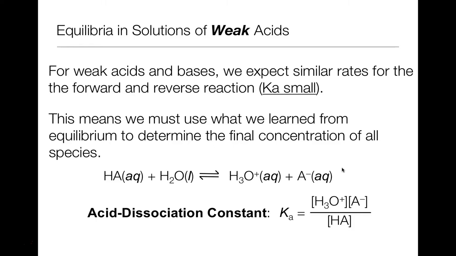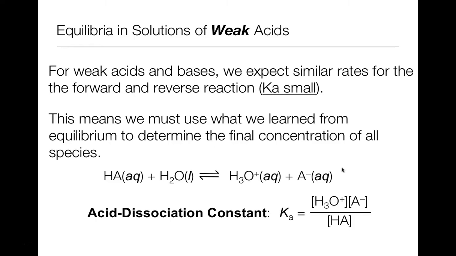So you might see me drop in weak acids and weak bases, but the examples we'll do will focus on weak acids, right? So we go back to what we talked about before. For weak acids and bases, we expect similar rates for the forward and reverse reaction. Maybe not exactly, but they're going to be in roughly the same orders of magnitude. So you're not going to get these extreme Ka values, right? So it's going to be small, somewhere near 1 or 10 to the negative third, in that ballpark. We're not talking about millions or billions, right, for a Ka.